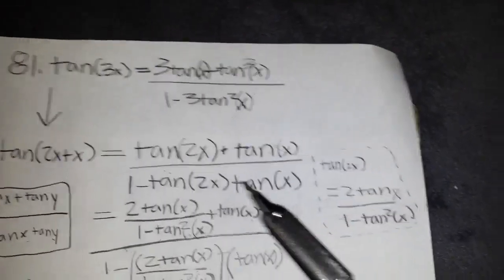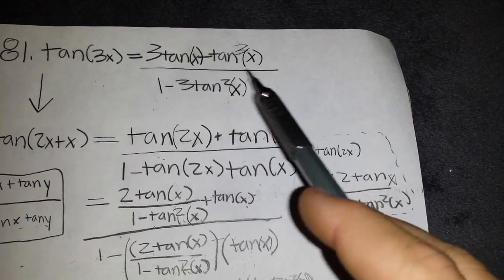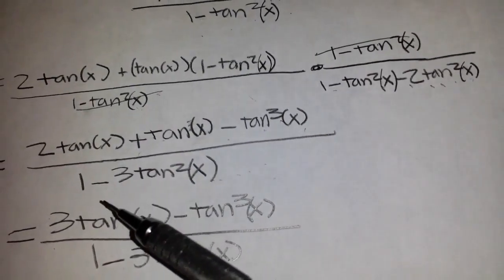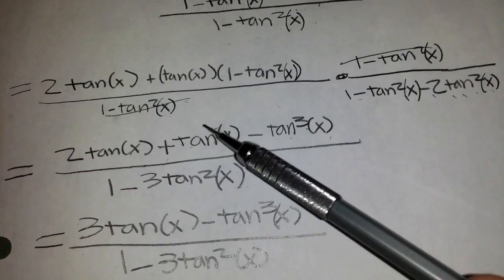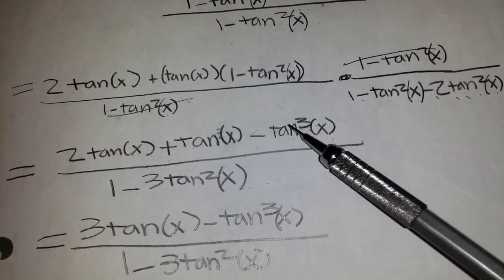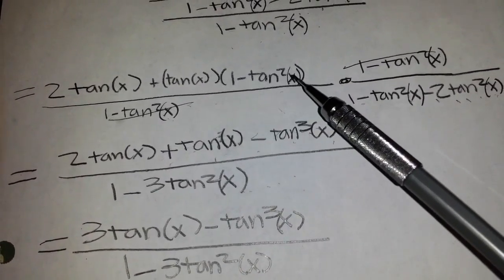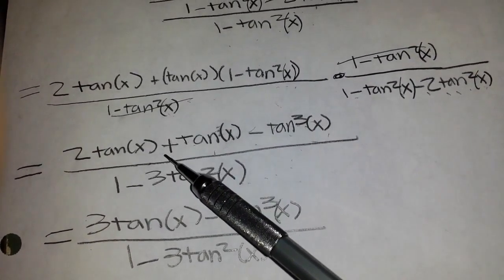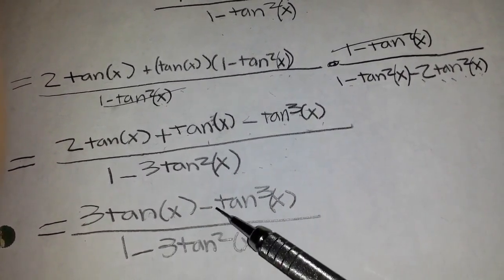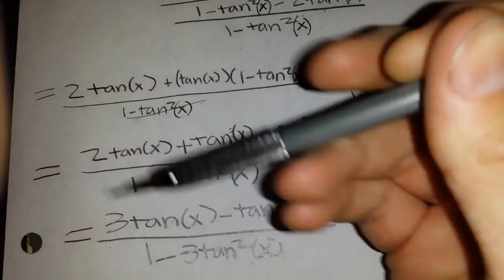Now remember that what we're trying to prove is 3 tangent of x minus tangent cubed x, all over 1 minus 3 tangent squared of x. So we're almost there. You can see that the bottom is already there. The top is 2 tangent x plus tangent of x minus tangent cubed of x, and how I got that was tangent of x is just tangent of x, and tangent of x times negative tangent squared of x is negative tangent cubed of x. And so you add these together. That gives you 3 tangent of x minus tangent cubed of x, all over 1 minus 3 tangent squared of x, which is our final answer.